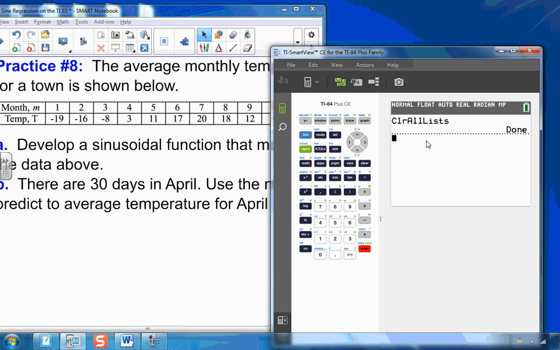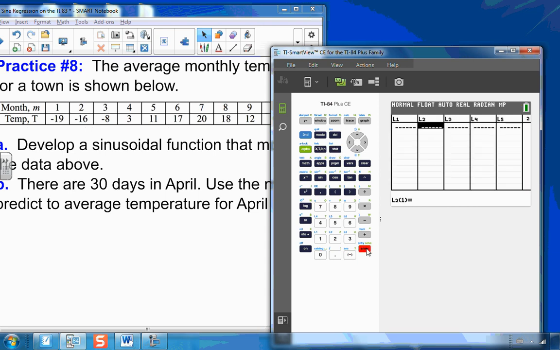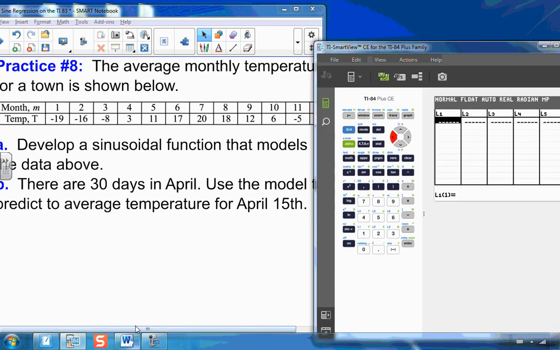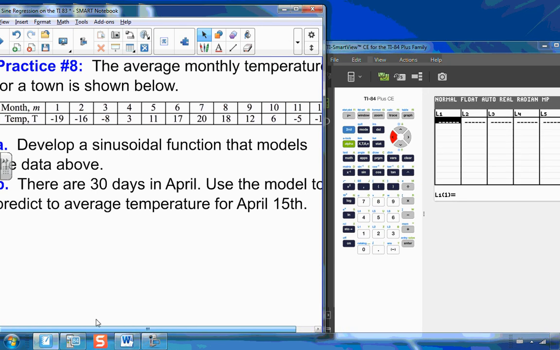And that's all done under the stat menu. So I'm going to hit stat, which is right here to the right of my variable key. I want to edit, and there's my little spreadsheet. So I'm going to go into list 1, and I'm going to enter in the month numbers. Now the month numbers are, I just want to double check here, from 1 to 12.